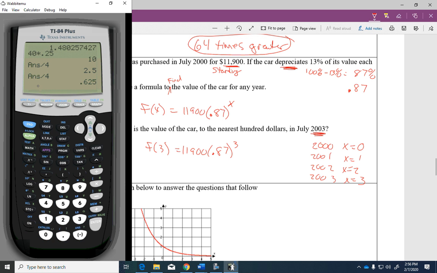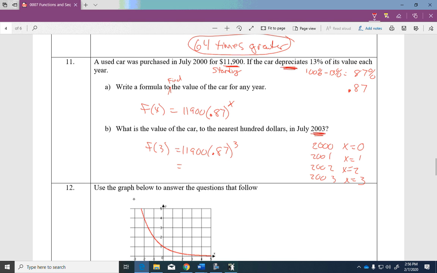I'm just going to type it in my calculator. I might as well use my home screen because they're not asking me any other questions. So I don't need to go to the y equals. You could, though. Now we're talking about money. Oh, and it does say to the nearest $100.